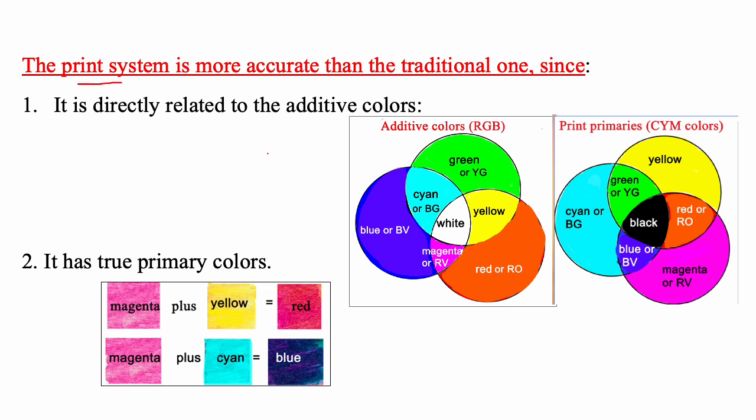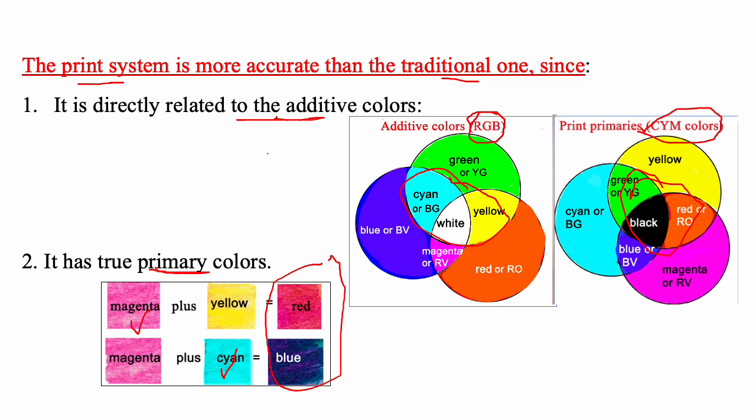So the print system is more accurate than the traditional one for 2 reasons. First, it's directly related to the additive colors. That is, the primary colors in the additive system are the same as the secondary colors in the print primary system. And the secondary colors in the additive system, cyan, yellow, and magenta, are the same as the print primaries. And the other reason the print system is more accurate is that it has true primary colors. Magenta and cyan are primary colors that cannot be made by mixing 2 other colors together, whereas red and blue are secondary colors.